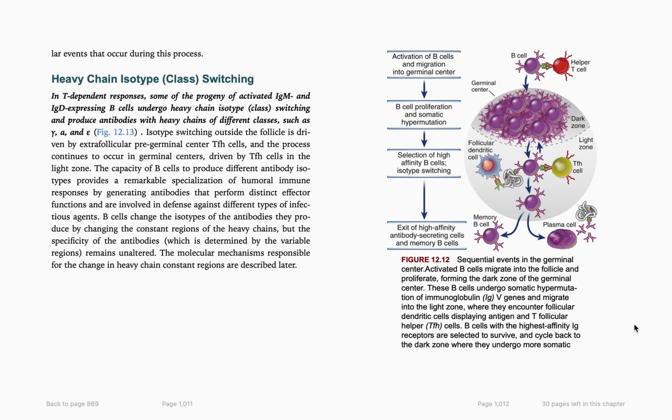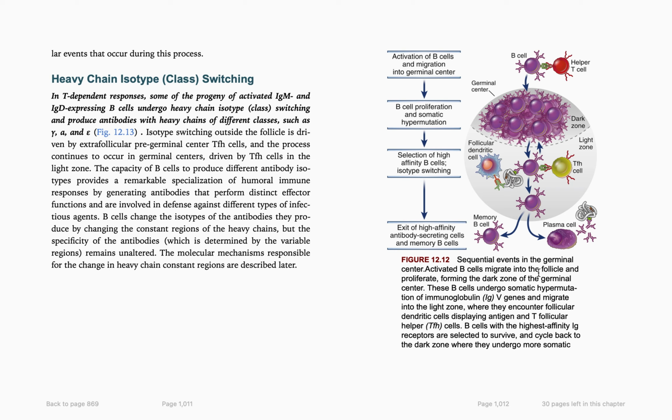B cells change the isotype of antibody they produce by changing the constant region of the heavy chain, but the specificity of the antibody, which is determined by the variable region, remains unaltered. The molecular mechanisms responsible for the change in heavy chain constant region are described later. So actually this is the sequential event in the germinal center.